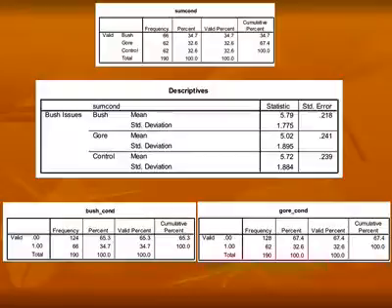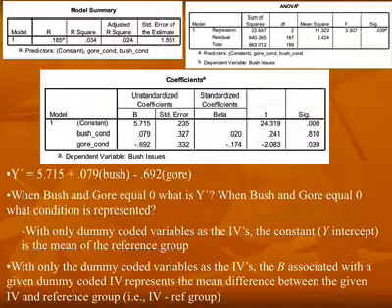Bush is 5.79. Control is 5.72. So those two, the mean difference there is going to be equal to the mean difference that we have for that particular variable. Make sense?